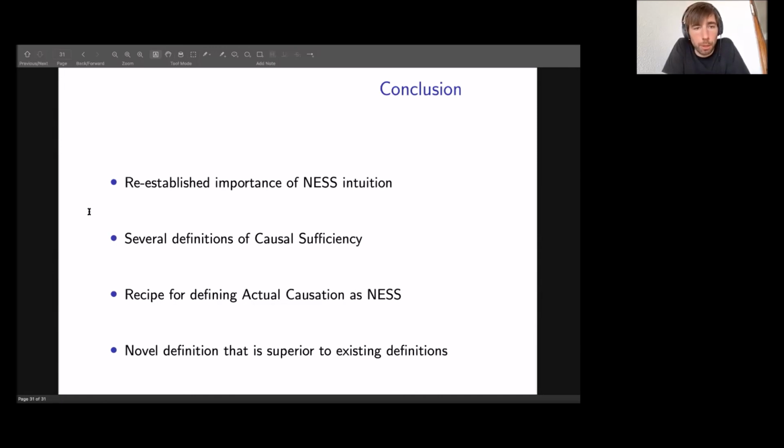I've made this concrete by offering several definitions of causal sufficiency, and those definitions then give you a recipe for defining actual causation. So the definitions of sufficiency that I've given only amount to a limited number of possibilities. There's even more possibilities that you could construct with the same recipe, and therefore there's an entire spectrum of definitions of actual causation that you could come up with. And I've argued that one definition that we can construct using this recipe is superior to the existing definitions, and therefore forms an improvement over the existing definitions as well.